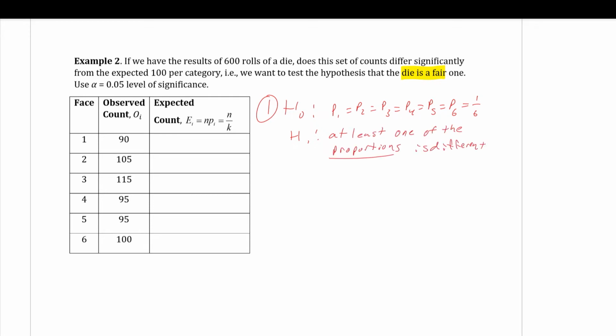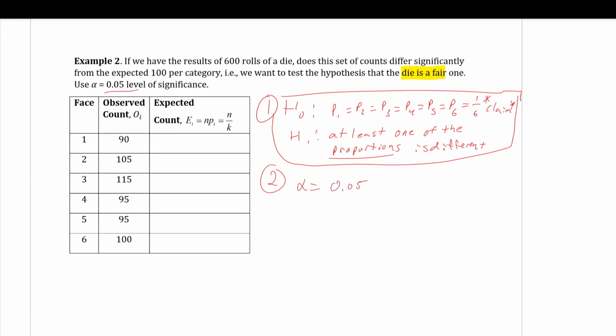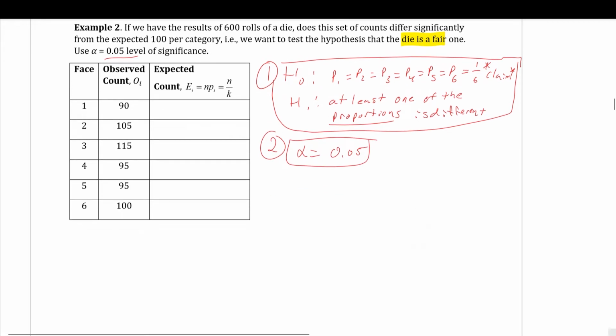Now, which one of these statements lines up with the claim statement? For a die to be fair, that means the proportion for each side has to be 1/6, right? So that's what that means. So it should be the null hypothesis in this case. Yeah, that completes step 1. Step 2 is our significance level, which I believe they tell us is 5%. That's a typical value. Step 3, let's go ahead and write that down below here.